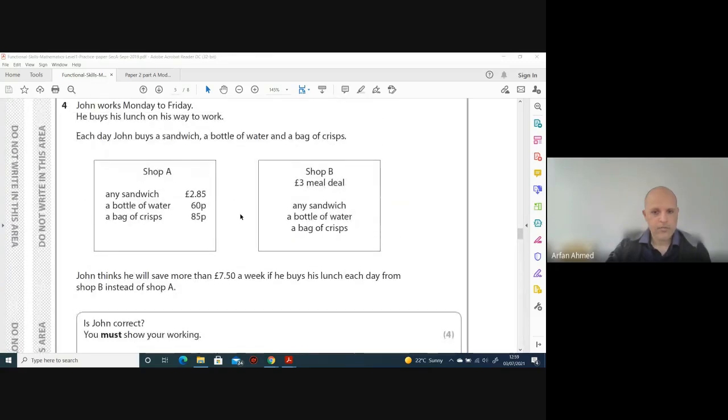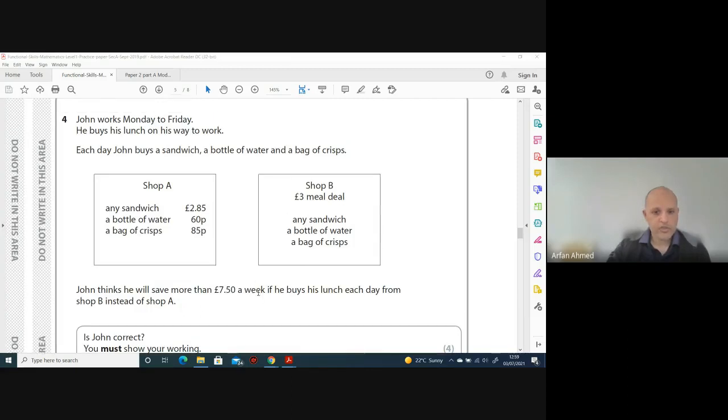So something to notice. I know it says, how much will he save? He thinks he will save more than £7.50 a week. Now, in this question, a week is not 7 days because he only works Monday to Friday. So a lot of people did use 7 days for this, which is completely wrong. So make sure you read the question carefully. He only works Monday to Friday, so that's 5 days. That's the first thing. You've got shop A and shop B.